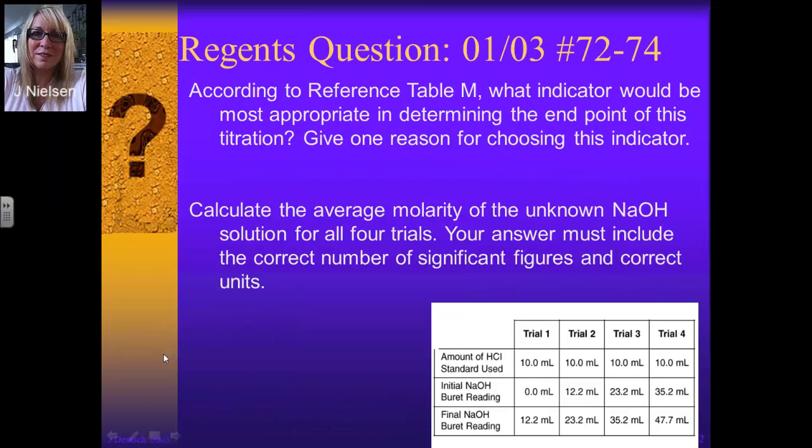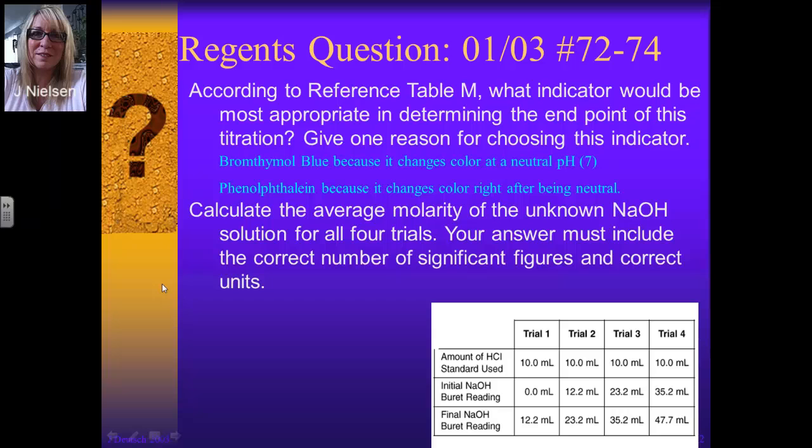According to reference table M, what indicator would be most appropriate in determining the endpoint of this titration? Give one good reasoning for choosing the indicator. Well, if you go to table M, a good one to use for an acid-base titration would be phenolphthalein. You can also use bromthymol blue because it does change color at a pH of 7. But phenolphthalein is always a good choice for titration.